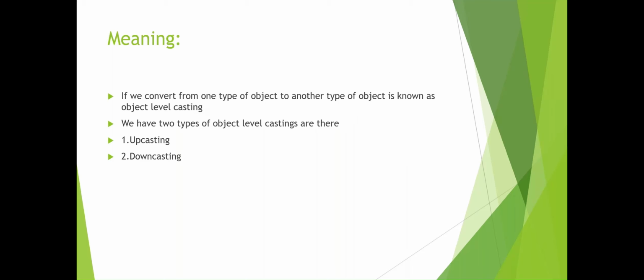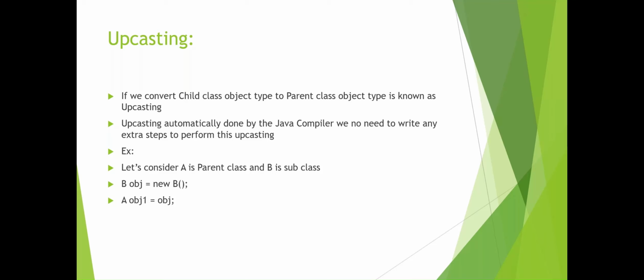If we convert from one type of object to another type of object, that is known as object level casting. In Java, at object level, we have two types of castings. One is upcasting, another one is downcasting. What do you mean by upcasting? If we convert a child class object type to a parent class object type, that is what we call upcasting.